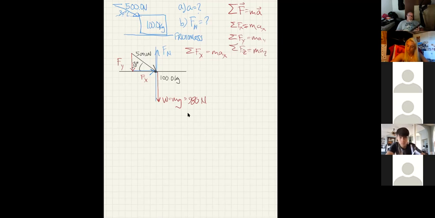And the summation of forces in the z direction equals mass times acceleration in the z direction. So now if I treat the x, you see the only force acting in the x direction is F sub x, which is 500.0 newtons times cosine 30.0 degrees. And that's equal to 100.0 kilograms times the only acceleration we're going to have. So I'm just going to call that A.